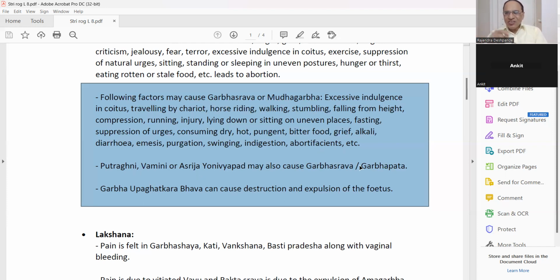As my students are studying the Yoni Vyapad, immediately after my lecture, you open the textbook and see this Putragni Yoni Vyapad. Then also check Vamini Yoni Vyapad. Also check Asrija Yoni Vyapad. Because these problems can give miscarriage and abortion. Garbhopaghatakar bhav, important question for examination. Garbhopaghatakar bhav cause destruction and expulsion of the fetus. I have taken the lecture on Garbhopaghatakar bhav. You check your video. Okay? We will go further.